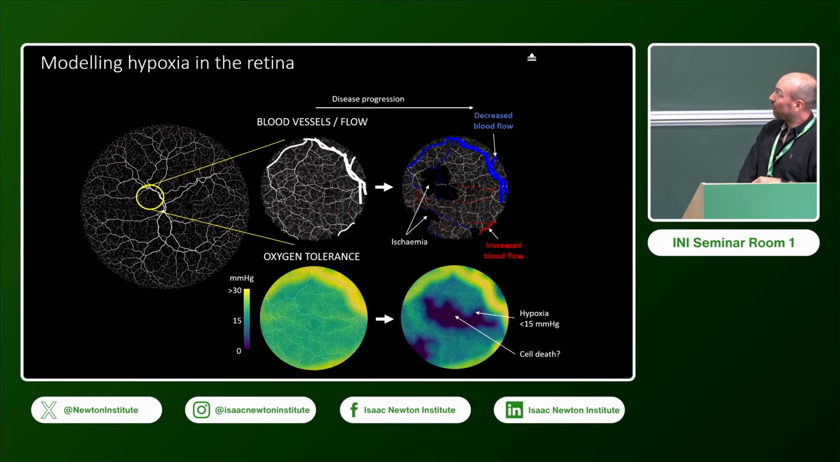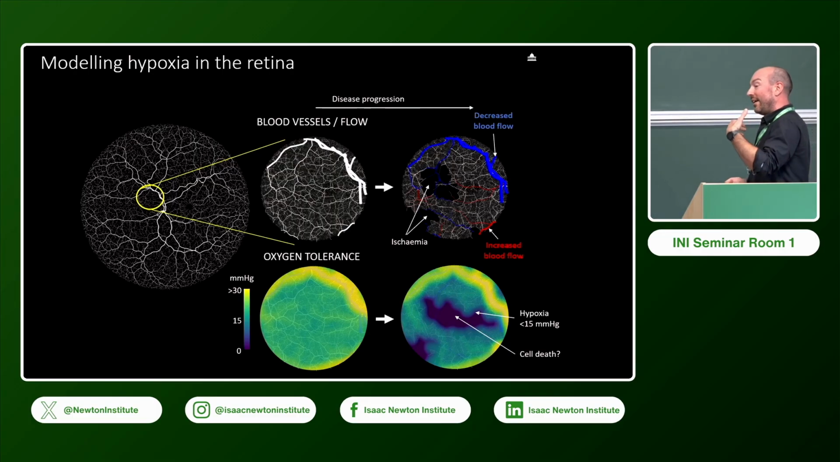We can also do things like predicting oxygenation. So this is using a Green's function approach. We can take our blood flow, infer from it some transport properties of oxygen, and say, okay, this region here is fed by these blood vessels. How likely is it to become hypoxic? How likely are we to see cell death? What's the impact on the patient's vision likely to be further down the line?